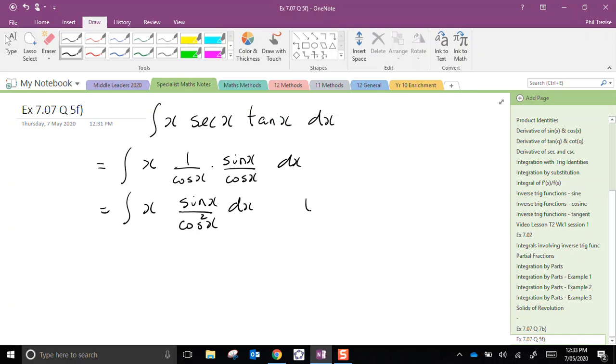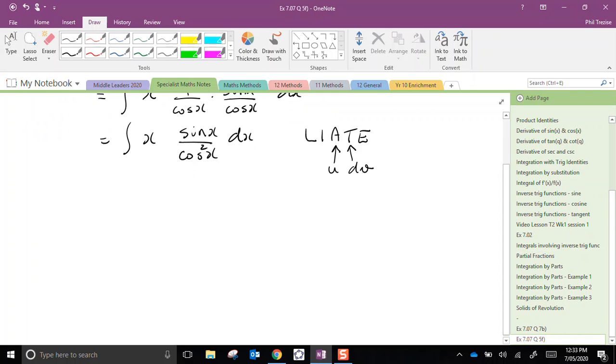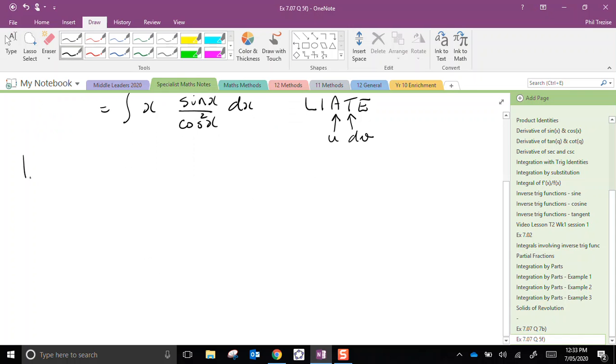So I'll begin by thinking integration by parts, and let's identify what we're dealing with here. x is an algebraic term, and the sine of x over the cosine squared of x are trigonometric functions. So it looks like I'm going to have u as my algebraic term and dv as my trigonometric terms. So let's set that up. Let u equal x, and we'll have dv equals the sine of x over cosine squared x dx.